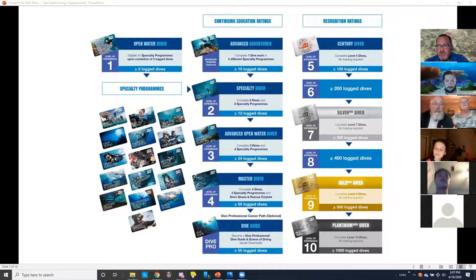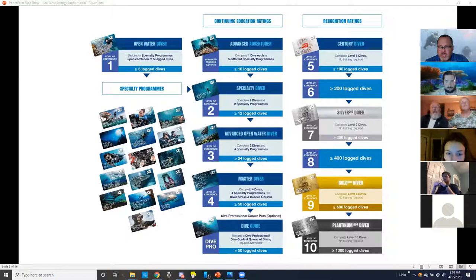And then the next level in SSI is Level 3 Diver, where you do 4 of these specialty courses. They can all be ecology courses, but they can also be diving courses, like Boat Diver or Nitrox Diver. You do 4 of those and log 24 dives. That's key. Logging 24 dives gives you that advanced rating, right? You don't pay for that advanced rating. You pay for the dives as you go and for the specialty programs like you're doing there.